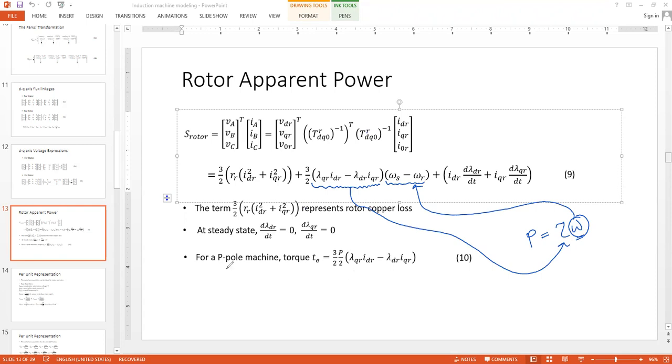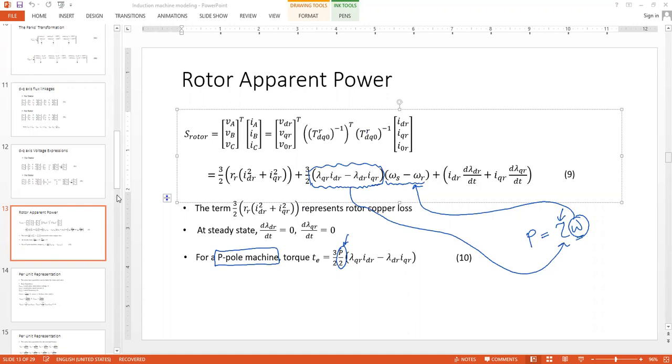And thus you can say that this term over here, the multiplicative terms, lambda QR IDR minus lambda DR IQR, is nothing but some form of torque. If you want a generalized expression for a machine where P number of poles are present, then you have to multiply this additional term over here for the generalized torque expression of an induction machine.